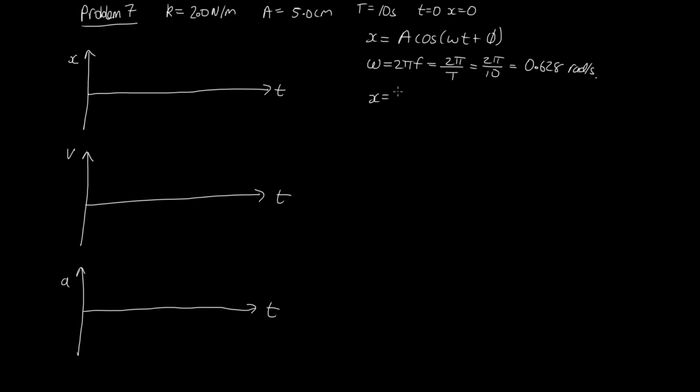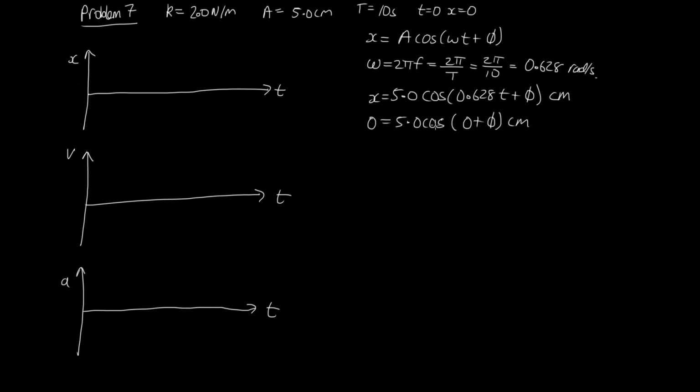So we can write x is equal to 5 times cos of 0.628 t plus phi, and because the amplitude here is in centimeters, this will be in centimeters. So what we want to do now is find our phase constant phi. So in order to find that, we can substitute in our starting conditions. So we know that when t equals 0, x equals 0. So we have 0 is equal to 5 cos, and then 0.628 times 0, which is 0, plus phi centimeters.